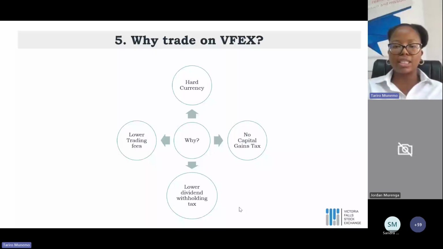And what capital gains tax refers to is simply a situation whereby you have sold your shares and you have realized money that has come in. You will not have any gains tax being deducted or charged from the money that you would have realized. We also have lower dividend withholding taxes, and these are simply 5% for our foreign investors.